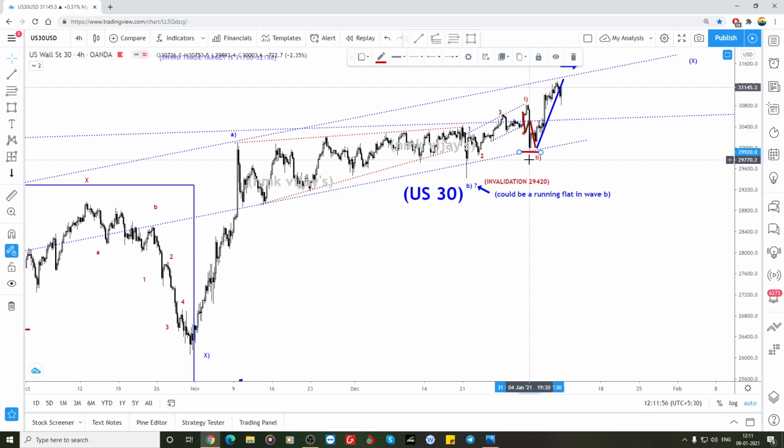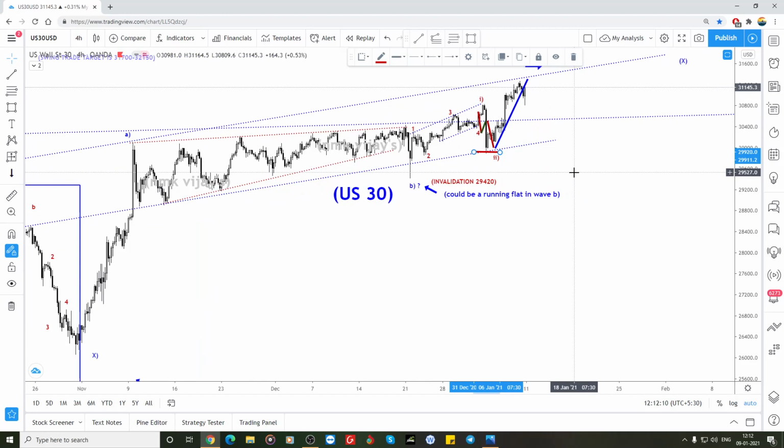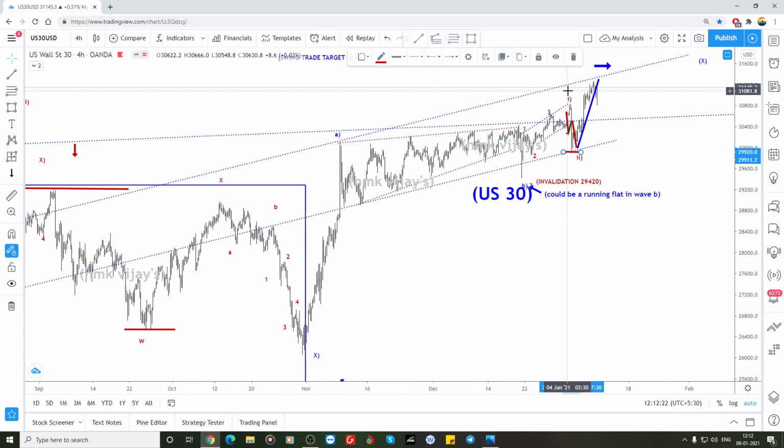So this 29,893 is the low. Make that the invalidation, and go for that. If it is a 3-wave structure and it comes aggressively, don't do anything. If it comes like this, don't do anything. If it comes like this kind of 3-wave structure, go for that, placing a stop loss here, and for the target, nearly 32,000.